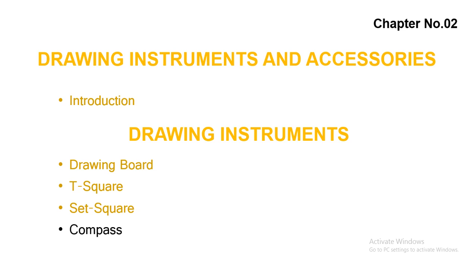Next is compass. The compass is used to draw circles and arcs. There are basically two types. Number one is friction joint compass. Second is spring joint compass.